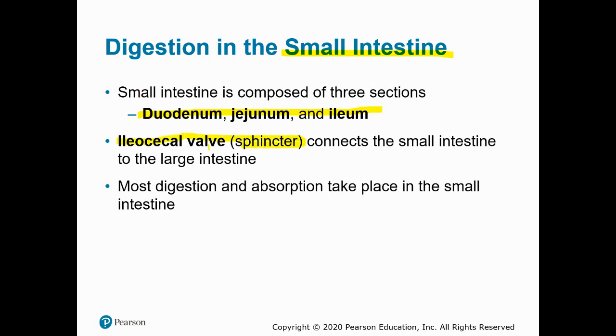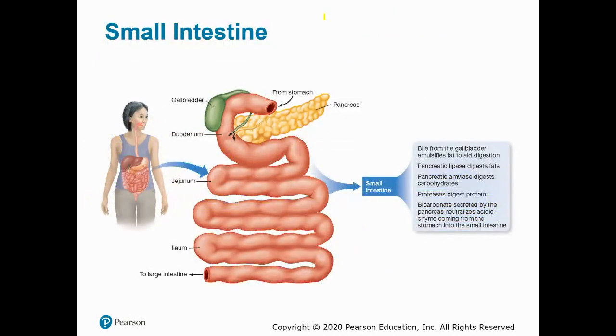So there's another valve, another sphincter from the ileum to the colon, which is the ileocecal valve. This is really important. Most digestion and absorption occurs in the small intestine. That's a pretty common test question, right? And it's just a really common thing to know if you continue in the medical field in any capacity. Most of our digestion and absorption happens in the small intestine.